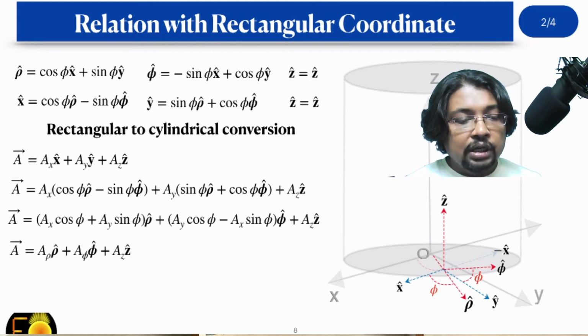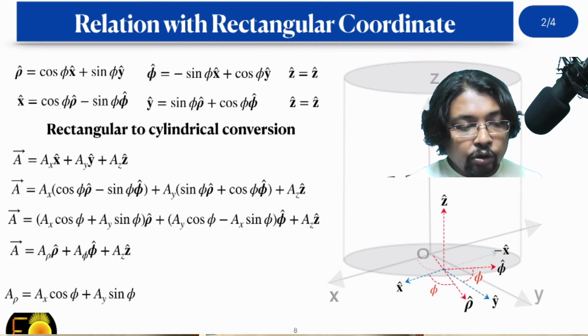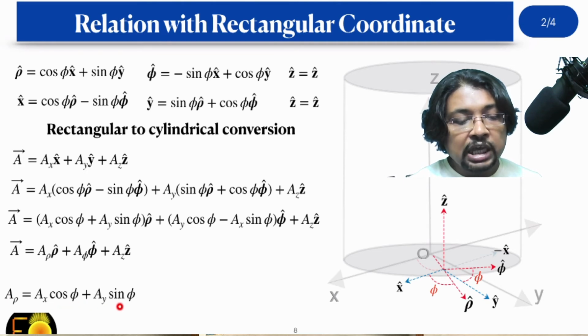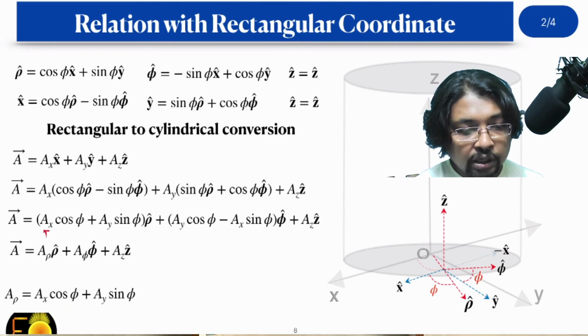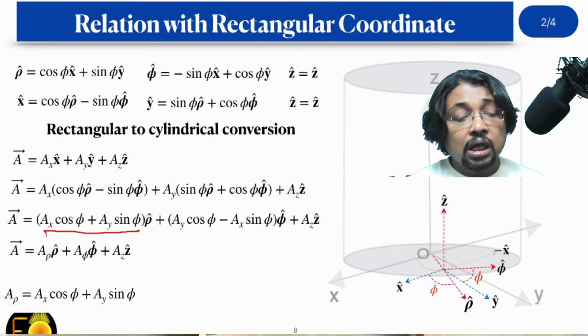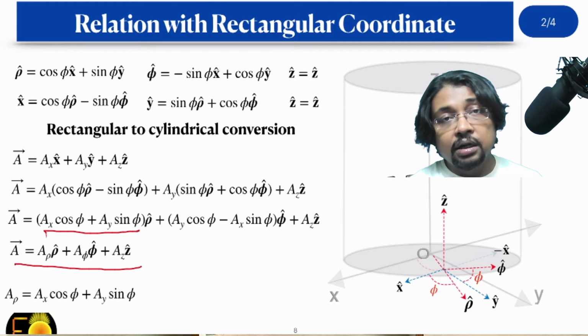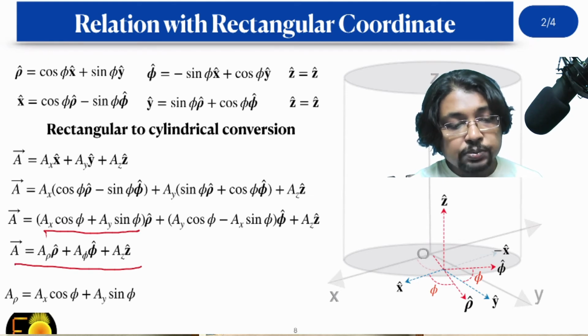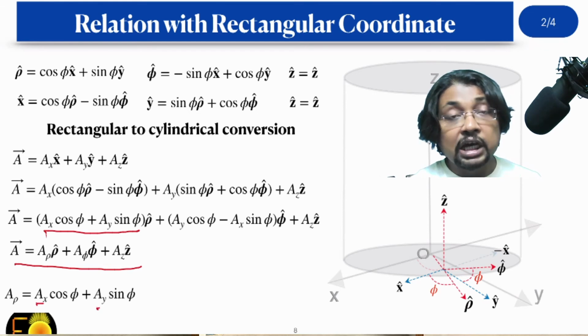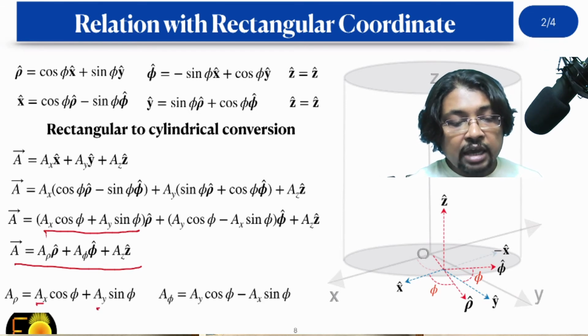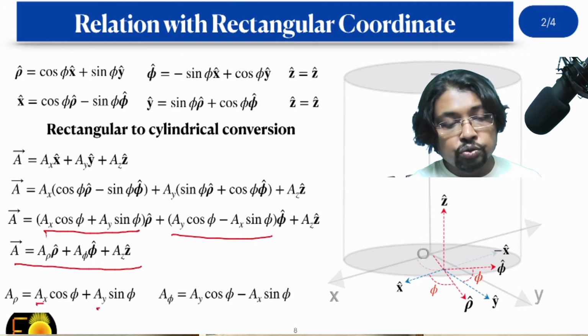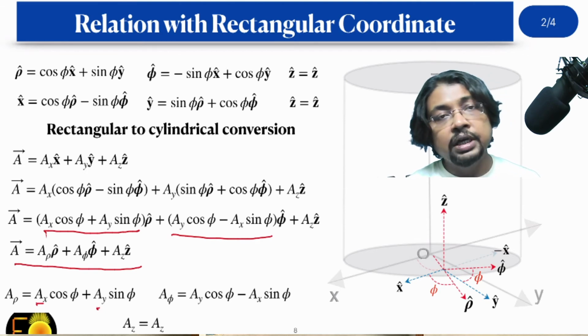And now define that A rho is equals to Ax cos phi plus Ay sin phi, as you can see over here. So this is A rho, because in cylindrical coordinate system a vector is defined in this manner. So A rho must be related with Ax and Ay through this cos phi and sin phi. Similarly, A phi also will be related to Ay and Ax through this expression, and Az will be equals to Az.